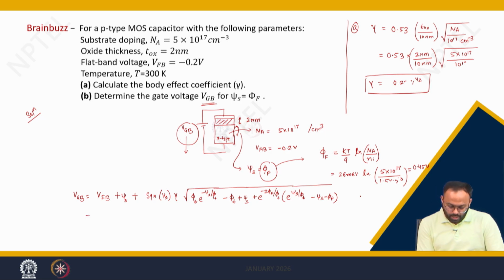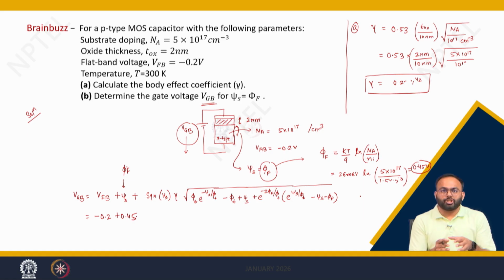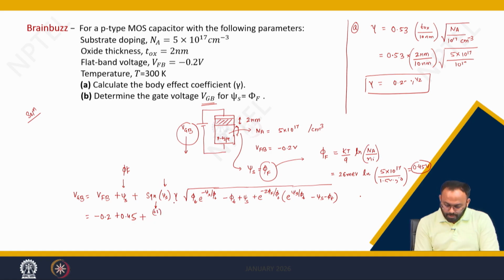Right. So, V flat band voltage is minus 0.2 volts. Surface potential is nothing but what? Phi f. So, the phi f value we have just extracted is 0.45, so plus 0.45. Now, if you are applying a positive voltage, then surface potential would be positive. If surface potential is positive, what is the signum of psi s? It is positive. So, this will be positive 1.